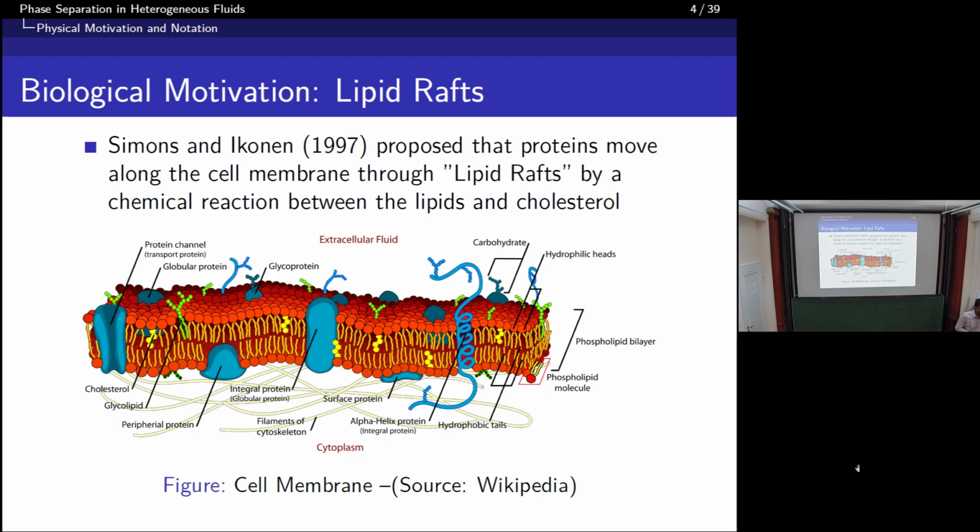And what they claim is that the way proteins move is because the cholesterol interacts with some of the lipid layers, and it creates a slightly hardened fluid, or a more viscous fluid. And the proteins can sit on top of these rafts and float along the less viscous lipids.